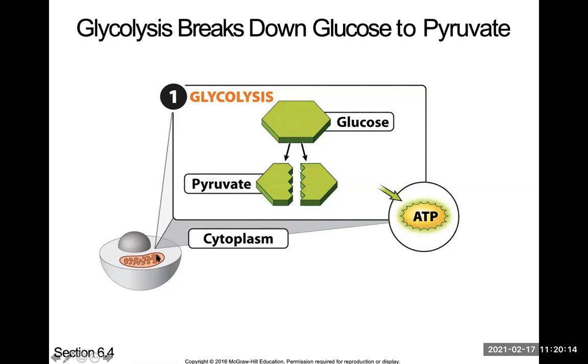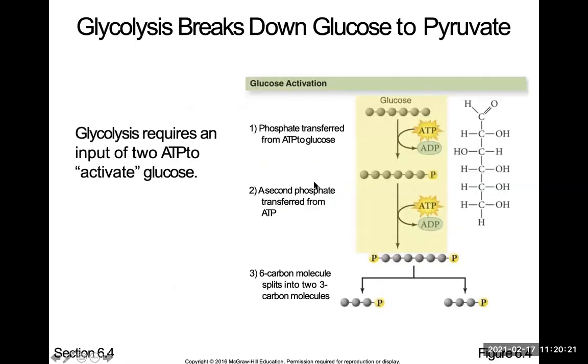So this is the overview. It's producing ATP. It's happening in the cytoplasm. Glucose is being broken down into 2 pyruvate molecules. So this is more of a detailed version here. I'm not going to ask you to memorize all the steps. I need you guys to know what's going in and what's coming out. That's what you need to know.